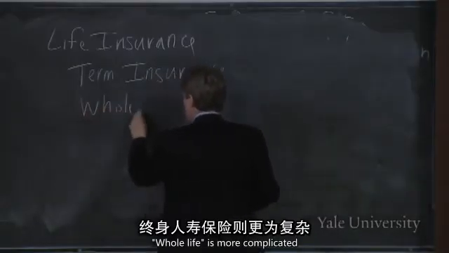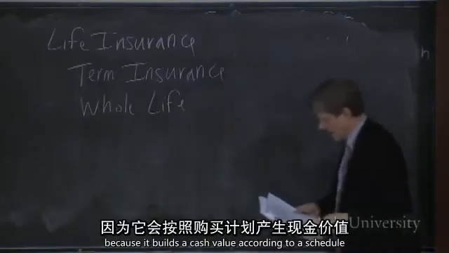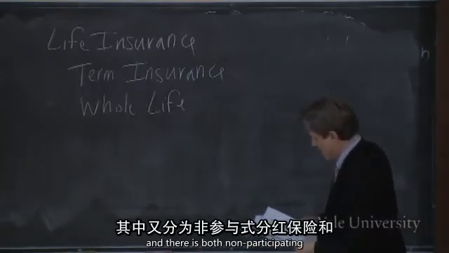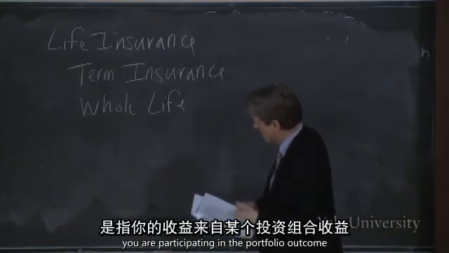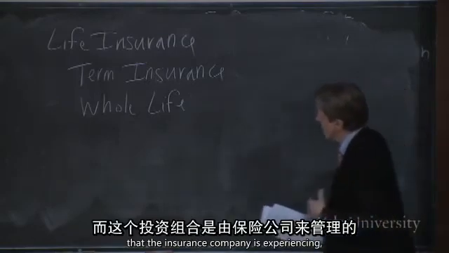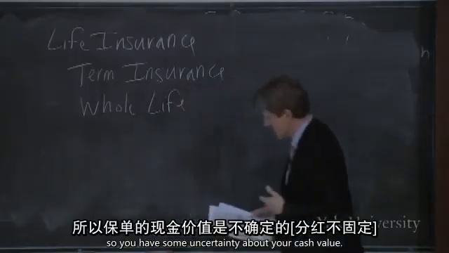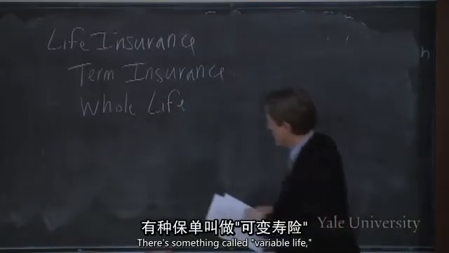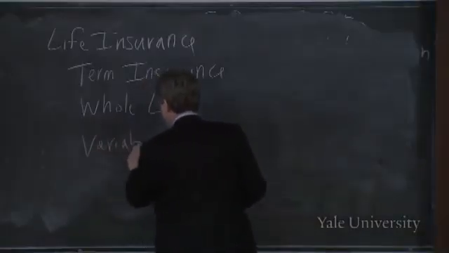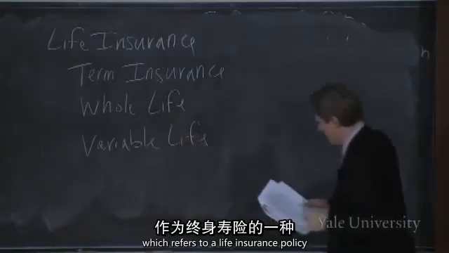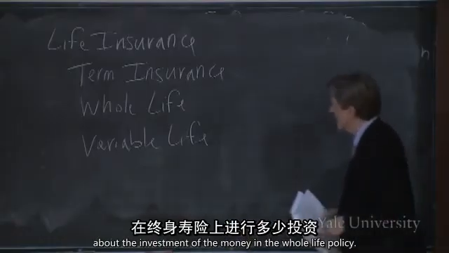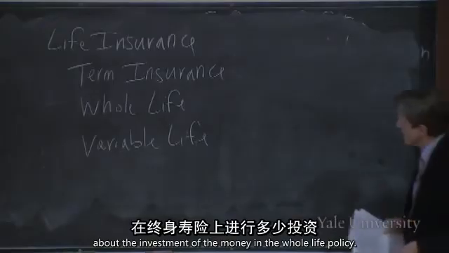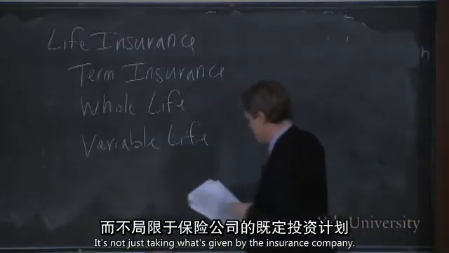Whole life is more complicated because it builds a cash value according to a schedule. And there's both non-participating and participating. With participating, you are participating in the portfolio outcome that the insurance company is experiencing, and so you have some uncertainty about your cash value. Then there's something called variable life, which refers to a life insurance policy where the policyholder can make decisions about the investment of the money in the whole life policy, so it's not just taking what's given by the insurance company.